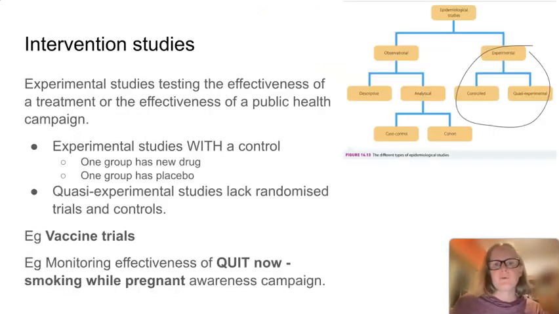So then we would move on to an intervention study. So this is a type of experimental epidemiological study where you actually are testing the effectiveness of a treatment or testing the effectiveness of a public health campaign. So this time, if you do a truly experimental study, you would have a control group.